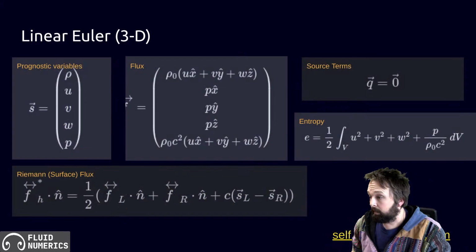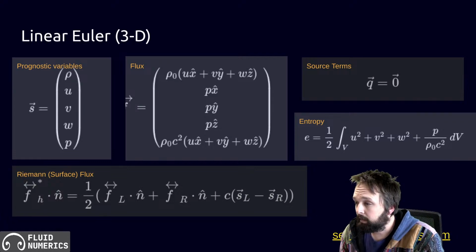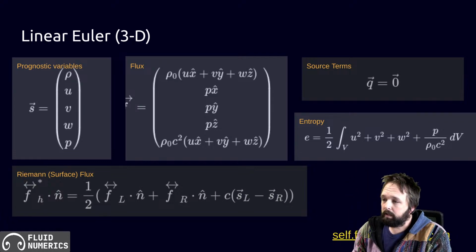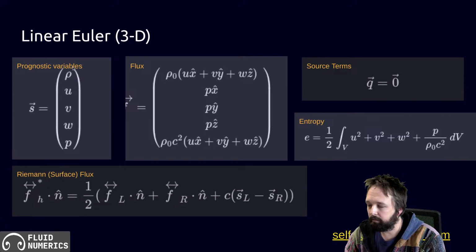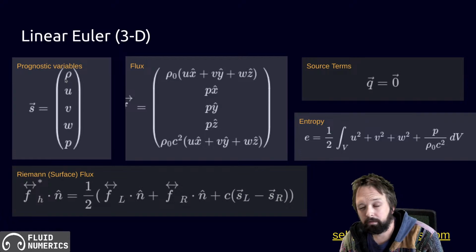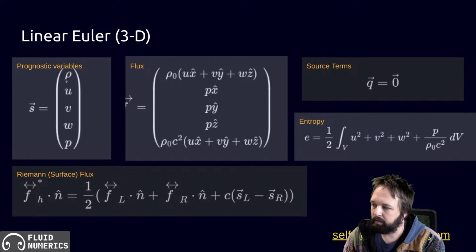So as I said, because SELF sees everything as a generic conservation law, let's talk about each of those components here. For linear Euler in 3D, the set of prognostic variables that we're working with are rho, which is the fluid density, the linearized density field. It's really the perturbation off of the background state. So if you have a background density of rho naught, there's that background state there.